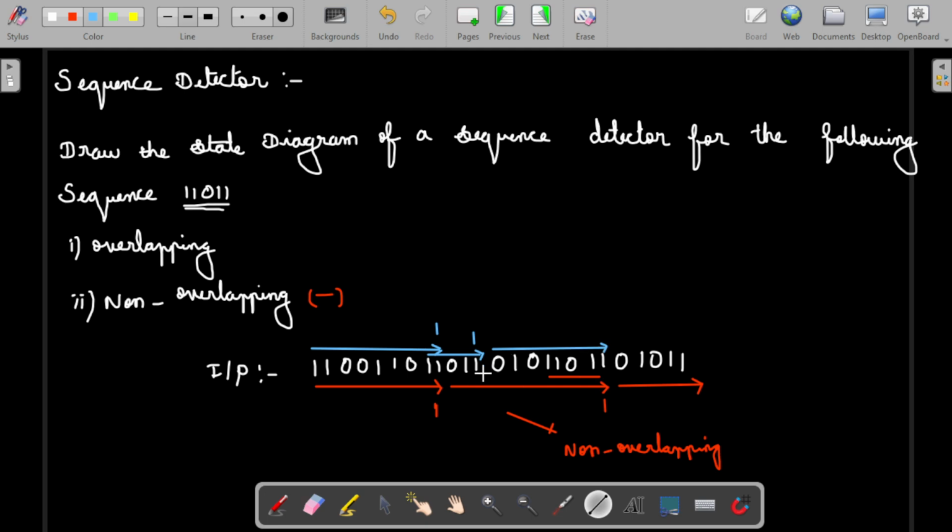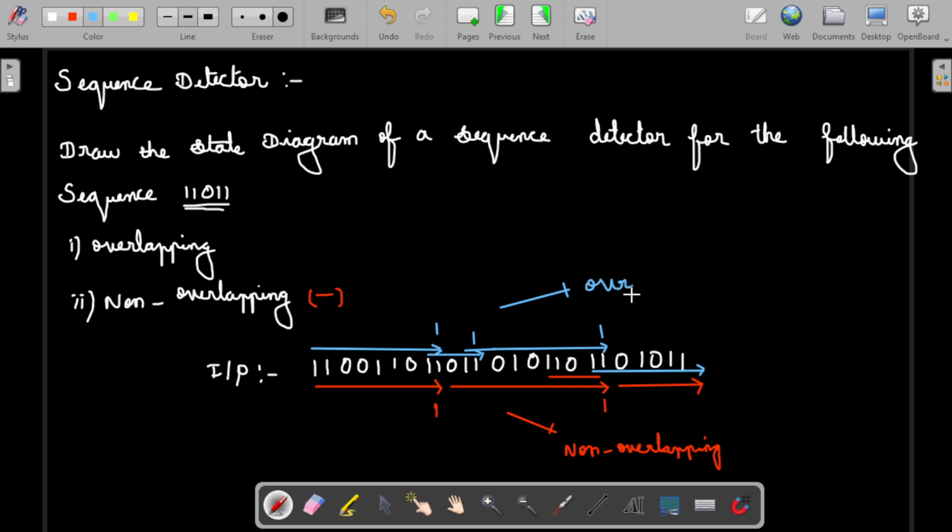Better still, the next sequence will start from here itself, because in 110 two bits are already matched, so it picks the best possible choice. From here there is no sequence, only the first sequence is detected. Again the next sequence starts from this 11 and goes on searching, but the sequence is not present there. So three times the output is 1, compared to the non-overlapping case. So this is the overlapping sequence.